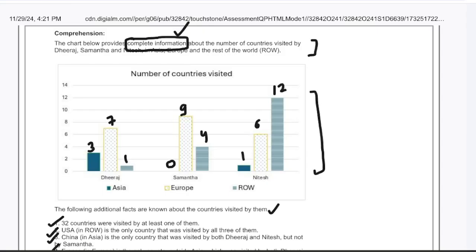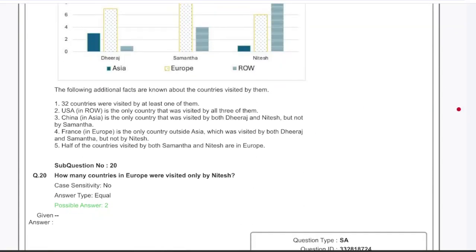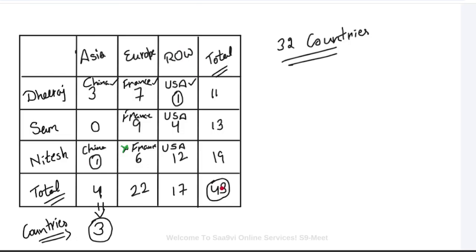So that is the answer to my first question straight away. So I am done with my first question. The second question we have in the exam now: how many countries in Europe were visited only by Nitesh? Now for that, let's go back. In Europe, only by Nitesh.